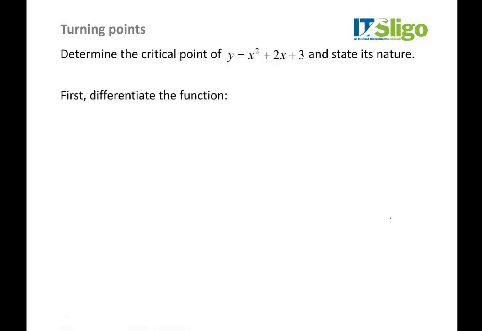First, differentiate the function, find dy dx. So this is the original function. When we differentiate it, I'll just do a quick re-step. So remember dy dx, we just do each term separately. When we differentiate x squared, the 2 comes down, we reduce the power by 1. When we differentiate 2x, we just get plus 2, and that's our derivative.